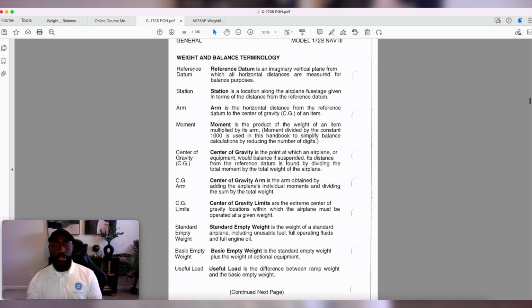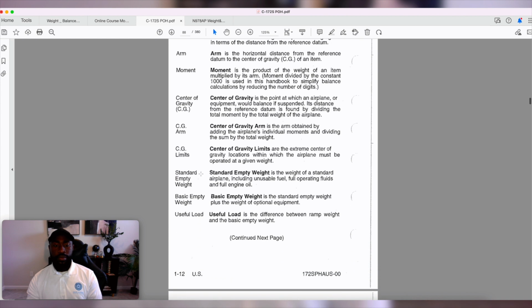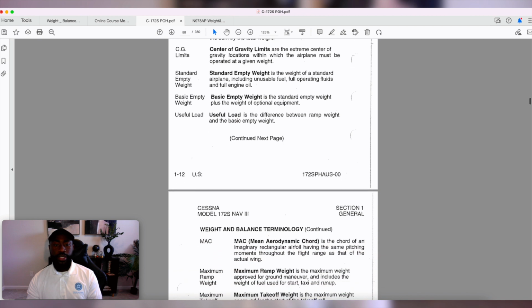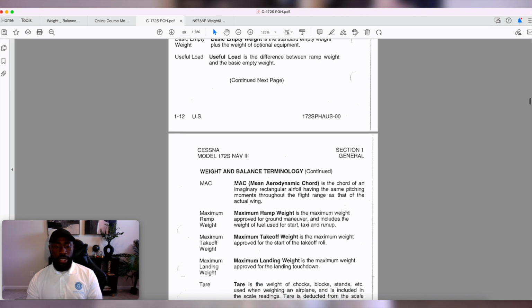Like it tells you what the reference datum is, it tells you what the station is, it tells you what the arm is, it tells you what the moment is. You get the idea. So I'll just come down here. It even tells you what the basic empty weight is. And then I'll look at the maximum ramp weight here. So it says the maximum ramp weight is the maximum weight approved for ground maneuver, and it includes the weight of fuel used for start, taxi, and run up.